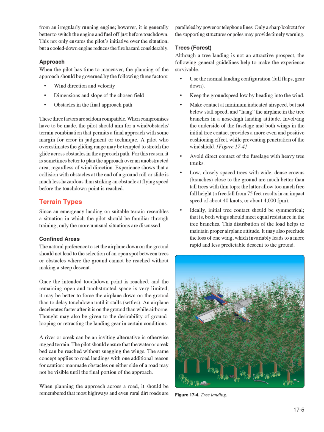A river or creek can be an inviting alternative in otherwise rugged terrain. The pilot should ensure that the water or creek bed can be reached without snagging the wings. The same concept applies to road landings, with one additional reason for caution: man-made obstacles on either side of a road may not be visible until the final portion of the approach. When planning the approach across a road, it should be remembered that most highways and even rural dirt roads are paralleled by power or telephone lines. Only a sharp lookout for the supporting structures or poles may provide timely warning.